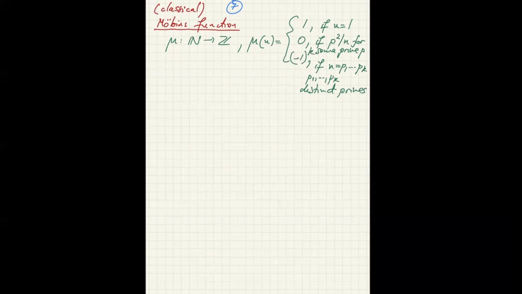Okay, so let's do some examples to see what this Mobius function looks like. I mean, here we said the set of integers, but it is actually -1, 0, and 1. So the Mobius function can take just these values. And so, let's see, we have 1, 2, 3.